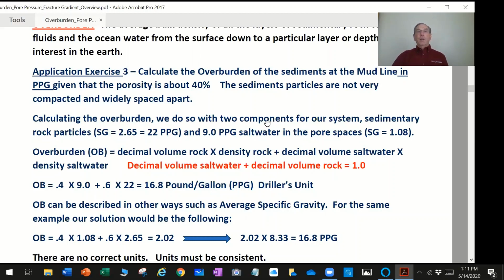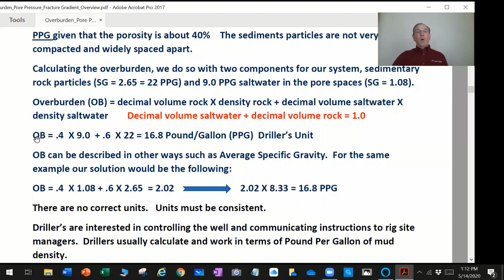for our system. We have sedimentary rock, which has a specific gravity of 2.65 and 22 pounds per gallon. And the porosity is filled with 9 pound per gallon salt water, which has a specific gravity of 1.08. So overburden is going to be the decimal volume equivalent of rock times the density of rock plus the decimal volume of salt water times the density of salt water. So just remember that we only have two ingredients to our system, so both of these decimal equivalents have to add up to 1.